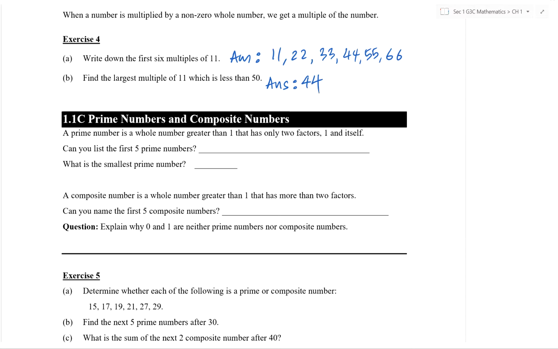Prime numbers. Okay, this one is very important. Have you heard of prime numbers? You also learned it already? Prime numbers, yes. Part C. Okay.